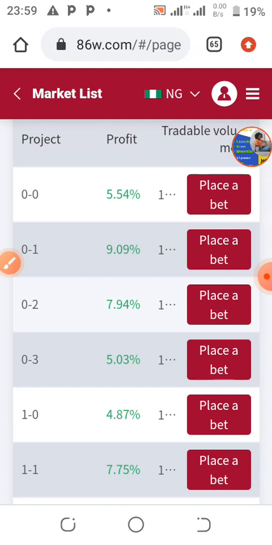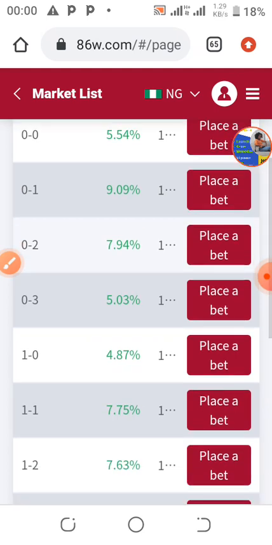So since you can't easily win correct score in real betting, here the probability of winning is higher because you're only going to say, I choose 0-0, meaning these two teams can't play 0-0. So any other result outside 0-0, I've won it. Do you understand? So any option you choose here, let me for instance choose 0-3, and this 0-3 has 5.03% profit.